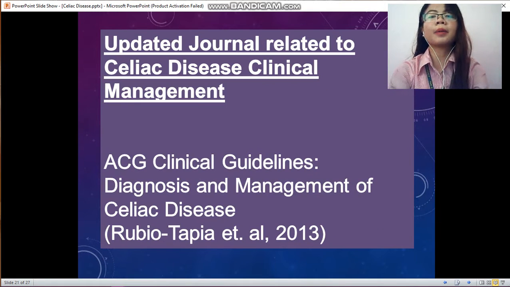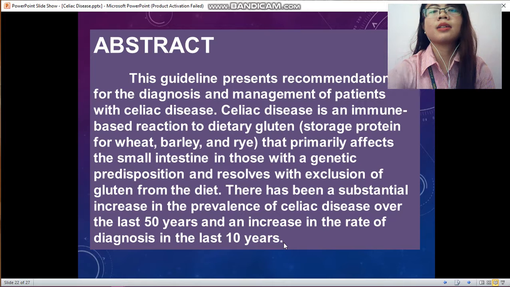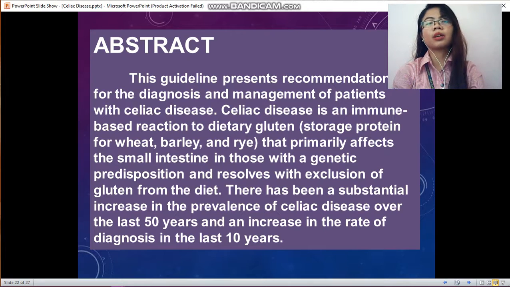Here is the sample of the updated journal related to celiac disease, or celiac disease is also known as Sprue. Clinical Management. Here is the title of the journal, ACG Clinical Guidelines: Diagnosis and Management of Celiac Disease. Author Rubio-Tapia et al., 2013. Let's know about the brief description of that journal or the abstract.